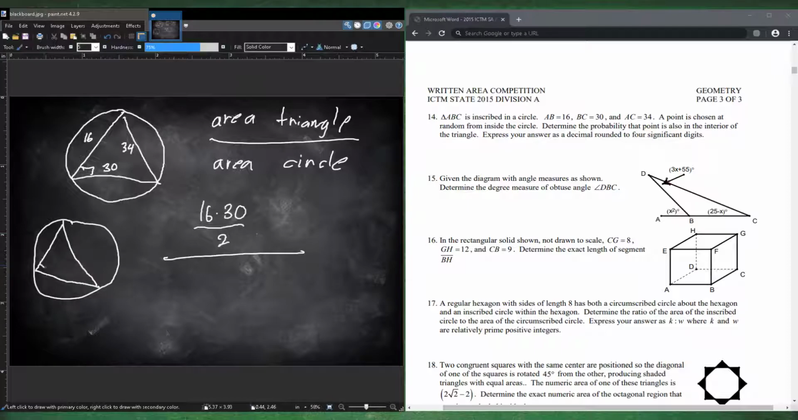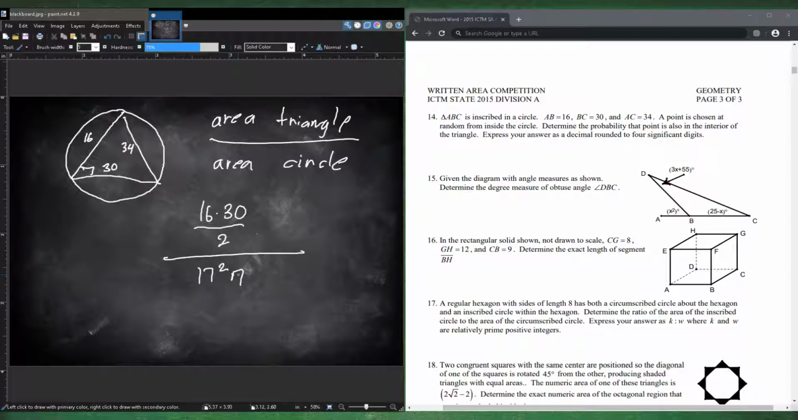Okay, if it's a right triangle, the hypotenuse always goes through the center of the circle. And the hypotenuse is always 2 times the length, because this length is equal to this length. So the radius is always just half the hypotenuse. So basically, since our hypotenuse is 34, that means our radius is 17. So pi radius squared. So 17 squared, and then put a pi.